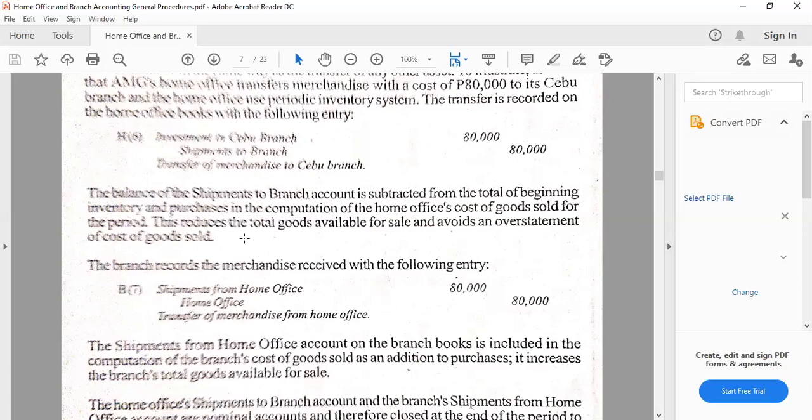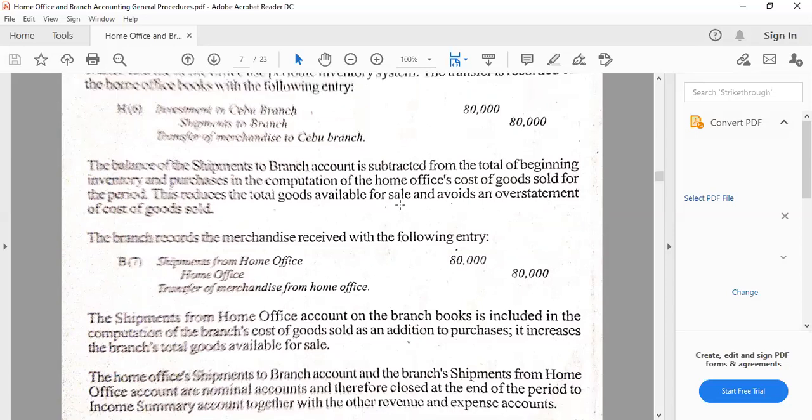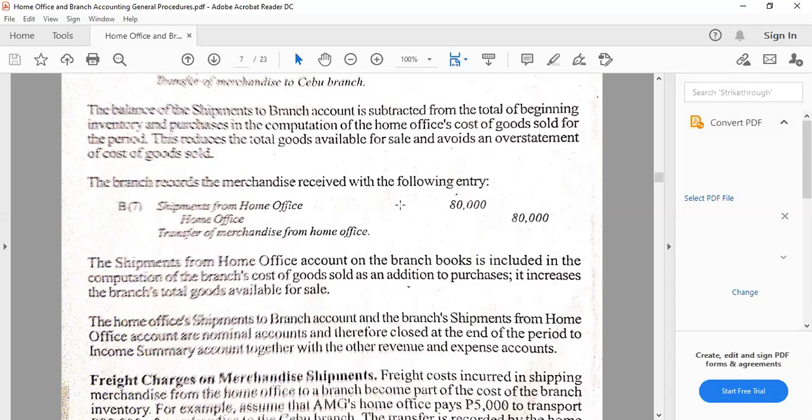Now we see also another two reciprocal accounts or intracompany accounts. We have shipments to branch and shipments from home office. If shipments to branch is a deduction on the books of the home office to get cost of goods sold, shipments from home office is an addition and inclusion in order to compute the cost of goods sold of the branch. So it is treated similar to purchases. We should also remember that because they are reciprocal accounts, the two should be balanced and reconciled, and the two will be closed anyway at the end of the accounting period because they are nominal or temporary accounts. They're items of expenses or cost of sales.